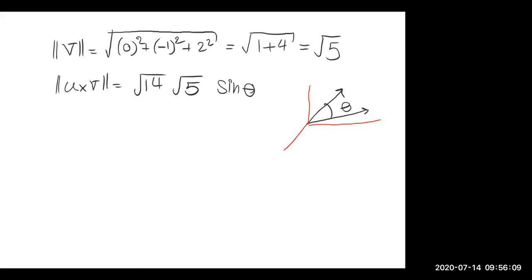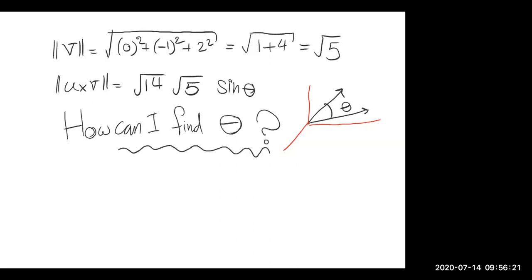But how can I find theta? How can I find the angle between them? Does anyone know the answer? The u dot v, the dot product, like we did last time. That is true. You are completely right. So remember, whenever we want to find the angle between vectors, we should use the inner or the dot product.